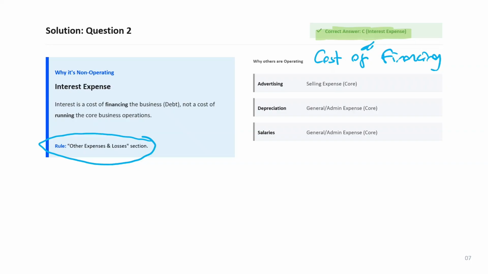Let's check the other ones, why they are part of operating. Advertising is a selling expense. It is a core part of the business. Depreciation is a part of general and administrative expenses. You have a building and you depreciate it. The salary is also a part of general and administrative expenses.